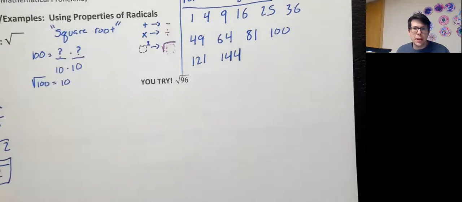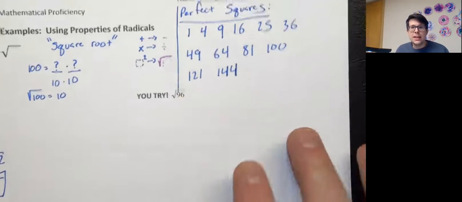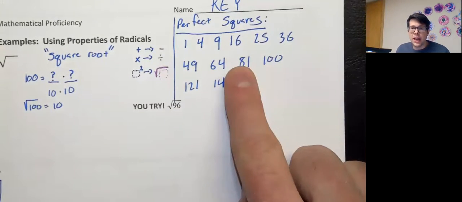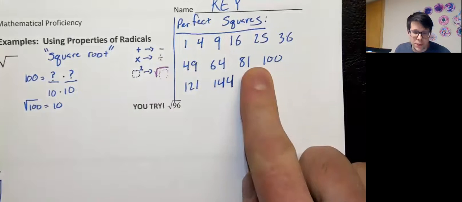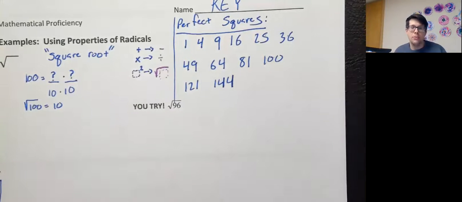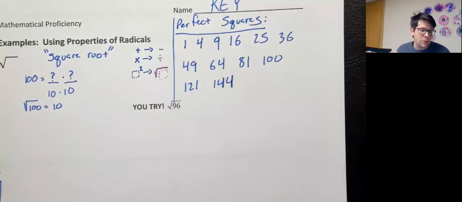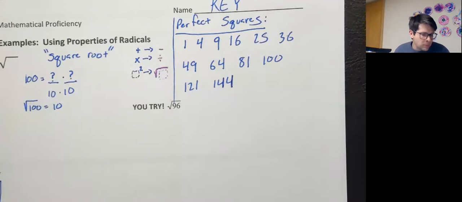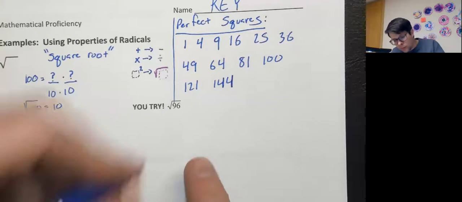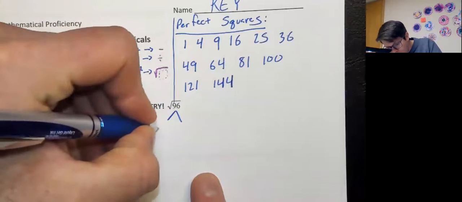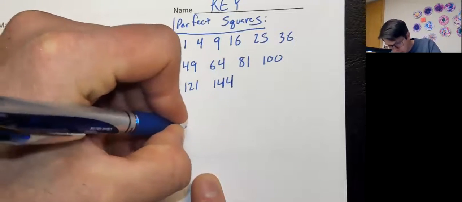All right, your turn. See if you can try the same kind of thing with 96. 96 is going to live somewhere between 100 and 81, so there's no perfect square just for 96. See if you can come up with a couple of values in this perfect square list that will multiply together to give you 96. Values that I was thinking of were 16 and 6.